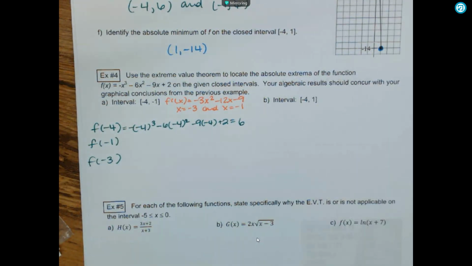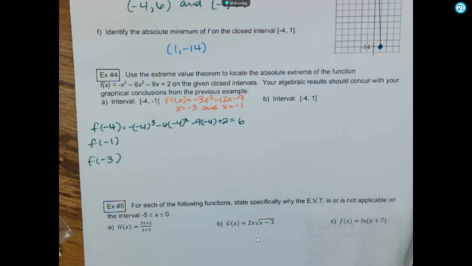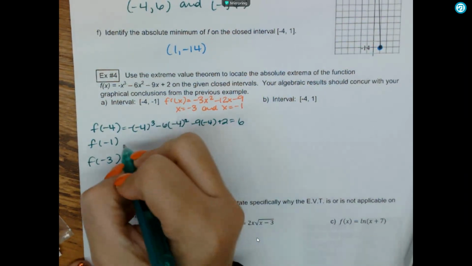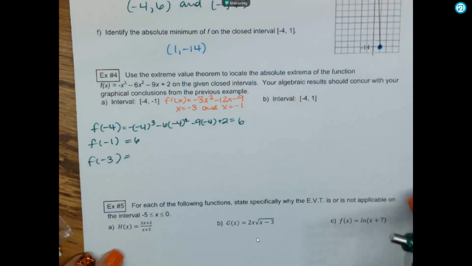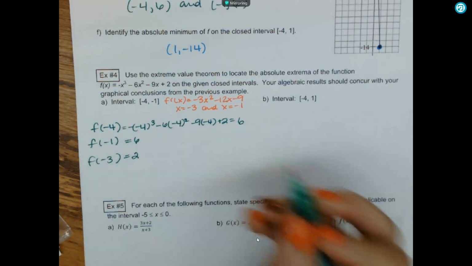All right, then if you wanted to do them for yourself, you can literally go back to that same exact function and just override the 4 with a 1. Just repeat the function by hitting enter and type all the ones in. Okay, so for -1, we also got 6, and then for -3, we're going to get 2.